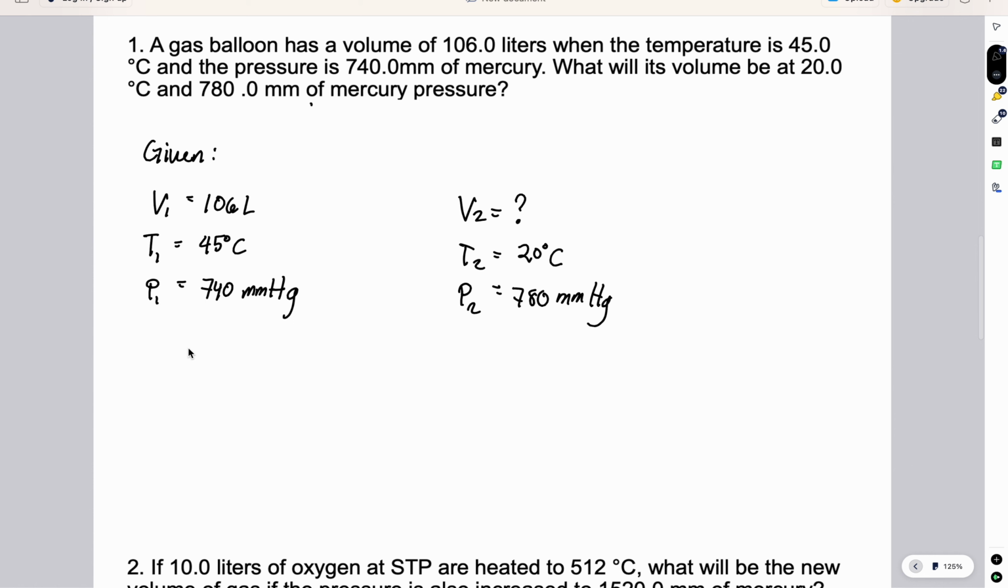So we add 273.15 Kelvin to 45, and this becomes 318.15 Kelvin. And then 273.15 plus 20, we have 293.15 Kelvin for T2.